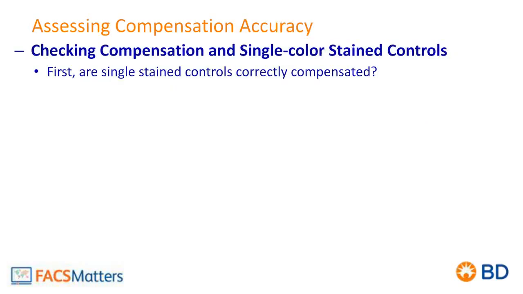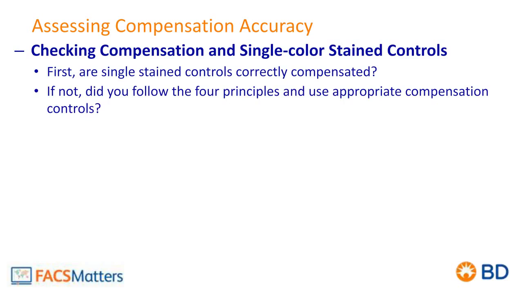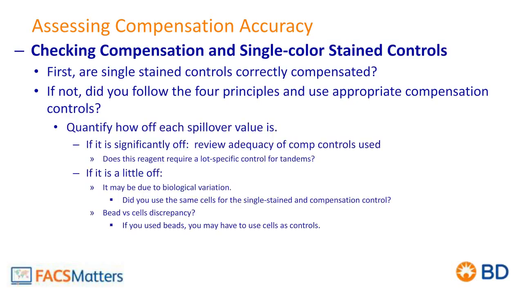So the first thing you want to do is, are your single stain controls correctly compensated? And this means checking your compensation and your single color controls, especially if they're different. So if they don't appear to be correctly compensated, one, did you follow the four principles that we talked about in the last webinar, and have you used appropriate compensation controls? You want to quantify how much error is in each spillover value, and you can do that by just measuring how far off of the zero value you are. If you're really off significantly, you then want to go back and look at your compensation controls and see if maybe this reagent requires a lot specific control.